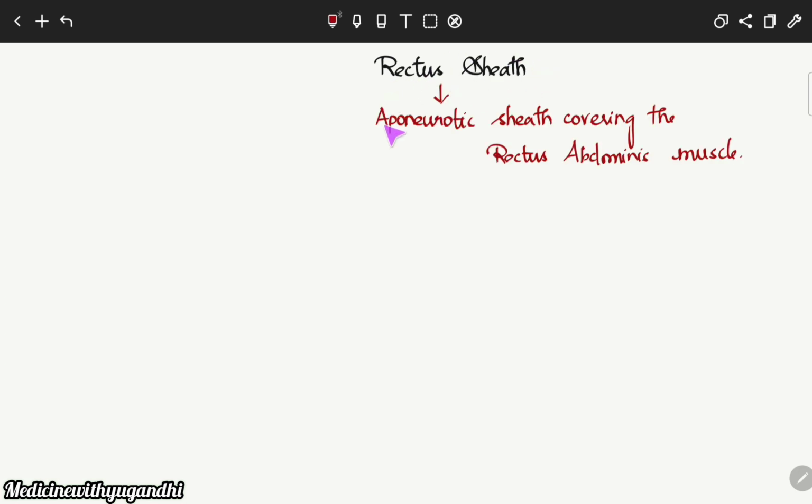In this video we are going to see about the rectus sheath. Rectus sheath is nothing but an aponeurotic sheath covering the rectus abdominis muscle. This rectus sheath has two walls, namely the anterior wall and the posterior wall.